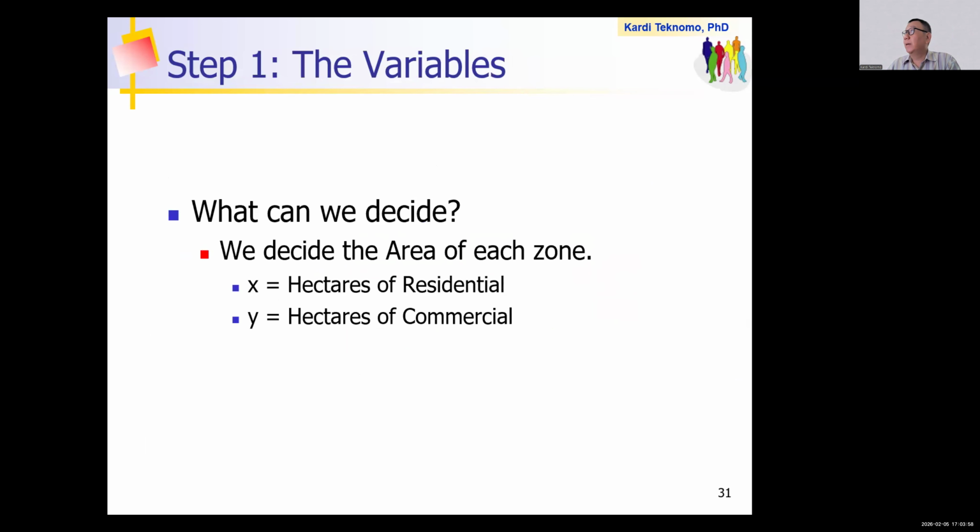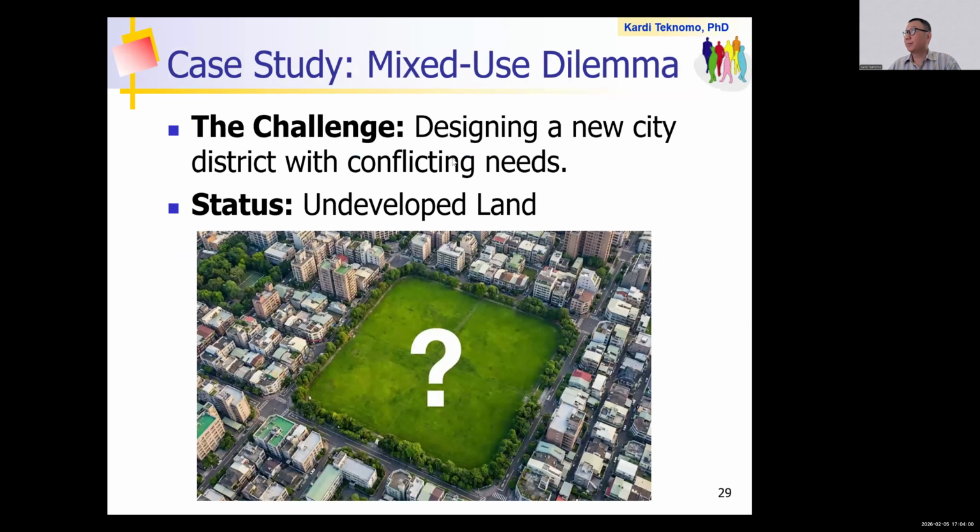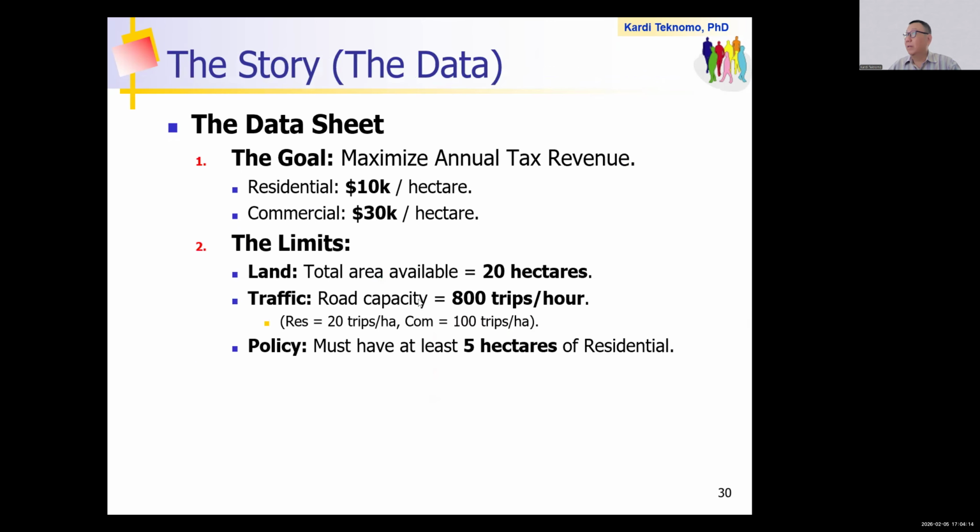So we have the problem, a mixed land use dilemma. Last week we discussed it, right? Say you want to design a new city district with some conflicting needs. This is the data. You want to maximize the total annual tax revenue, and you have only 2 variables, because this is a simplified version. Either you build residential or you build commercial, and these are the tax per hectare.